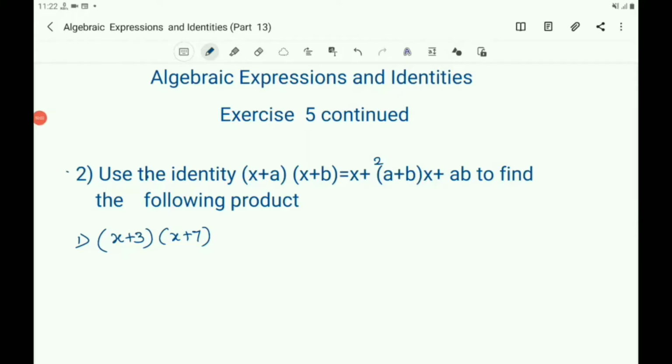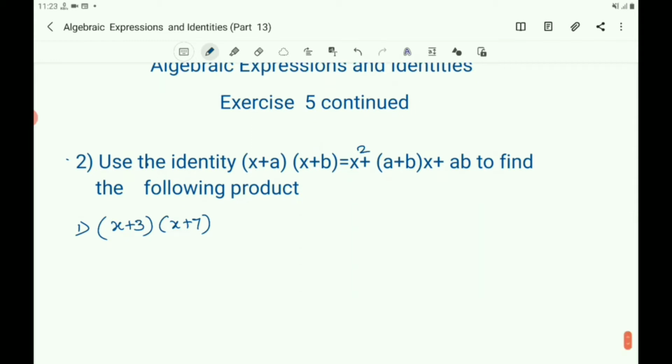Dear children, let us continue the chapter Algebraic Expressions and Identities. Now let us continue exercise 5 of the chapter. The second main question: use the identity (x + a)(x + b) = x² + (a + b)x + ab to find the following product. The first one is (x + 3)(x + 7).